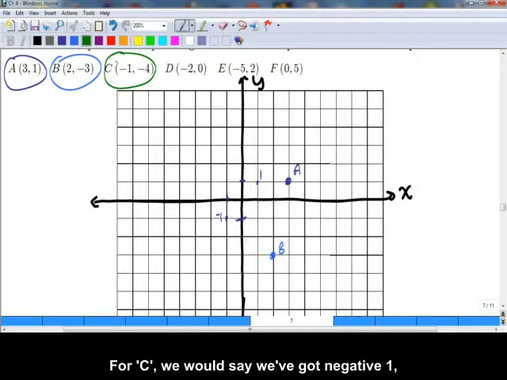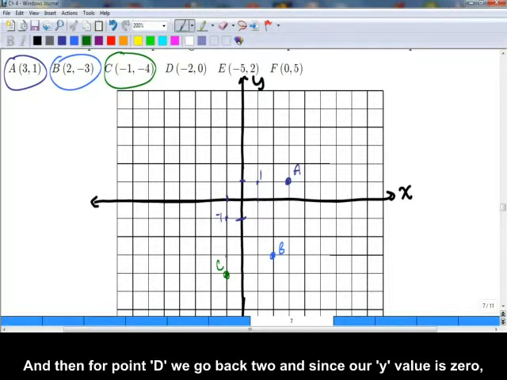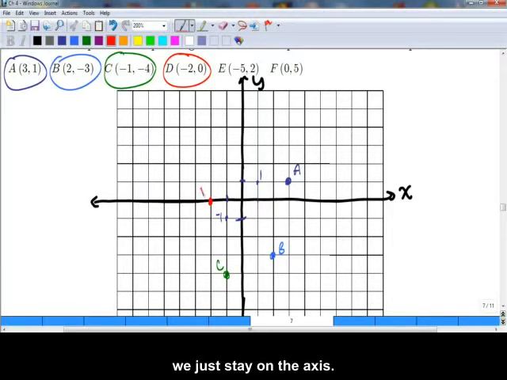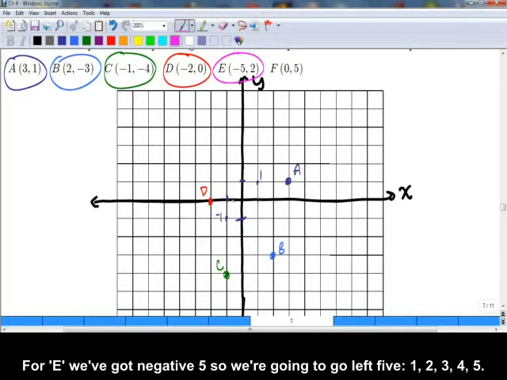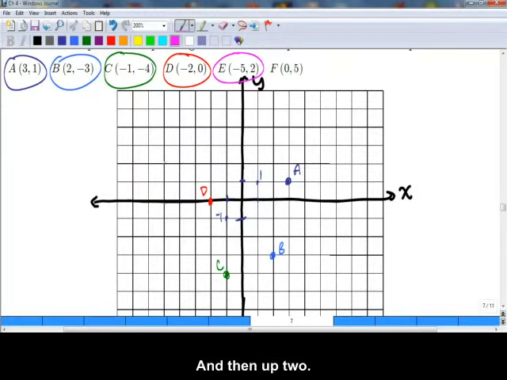For C, we would say we've got -1, so we're going to go to the left 1, and then down 4, 1, 2, 3, 4, and we get point C. And then for point D, we go back 2, and since our y value is 0, we just stay on the axis. For E, we've got -5, so we're going to go left 5, 1, 2, 3, 4, 5, and then up 2. So we end up with E there.